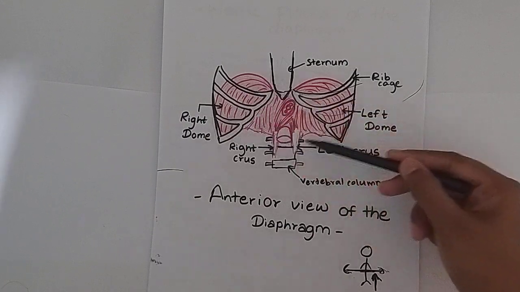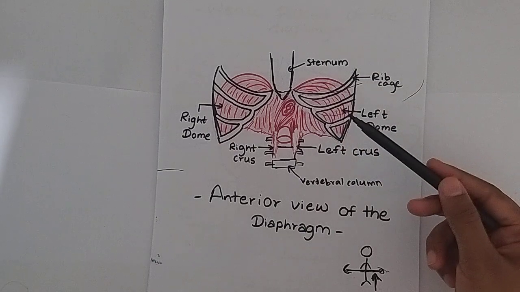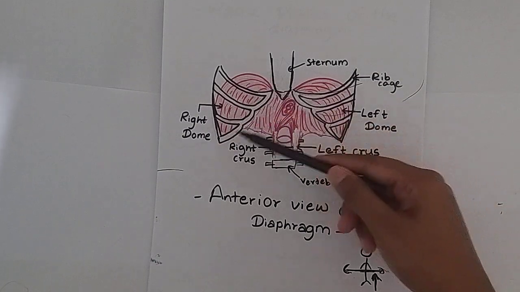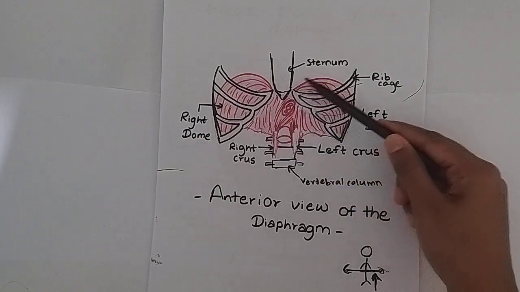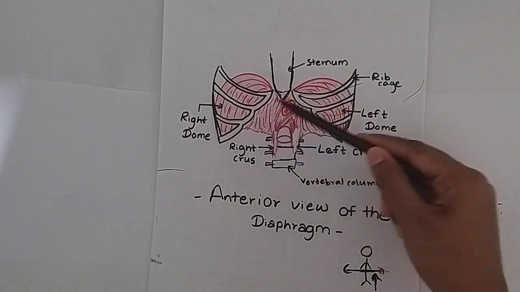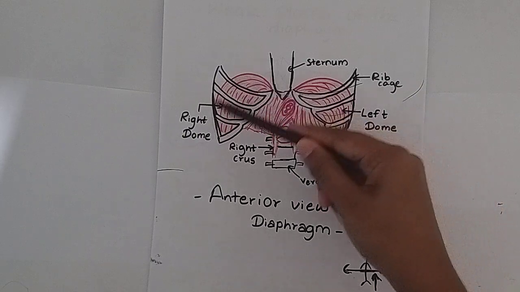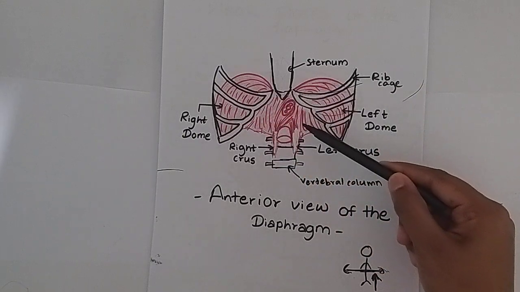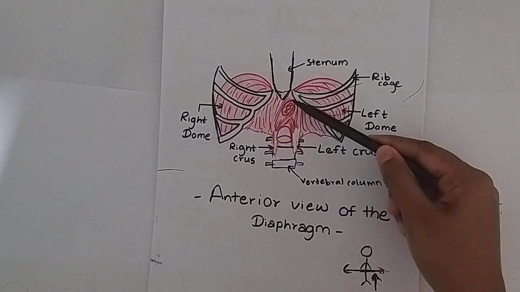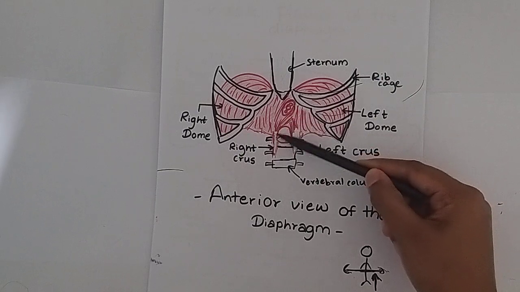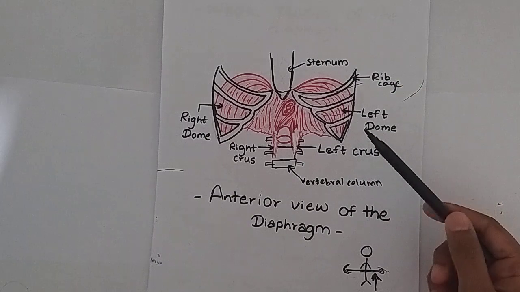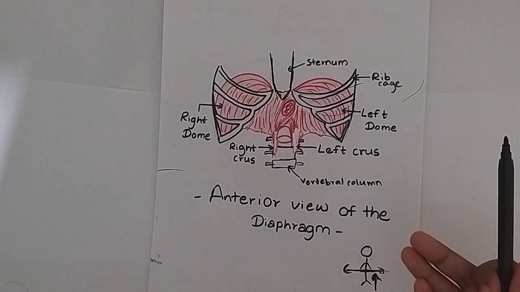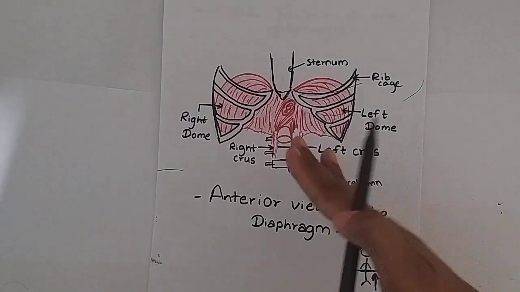So in the red colored structure you can see the diaphragm, right? The diaphragm has two domes, mainly right and left. So here in the anterior view you can see the right dome and the left dome, right? And also you can see the esophageal hiatus, the aortic hiatus, and the right crus and left crus. Actually we are going to talk about these structures properly in the next diagram, right?